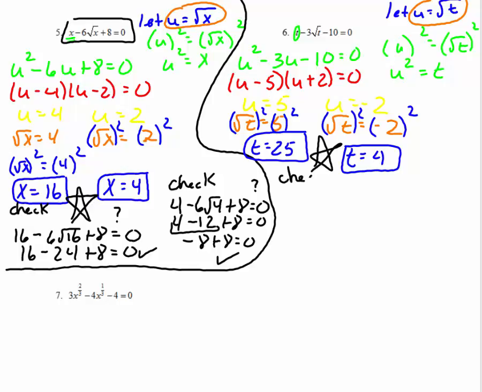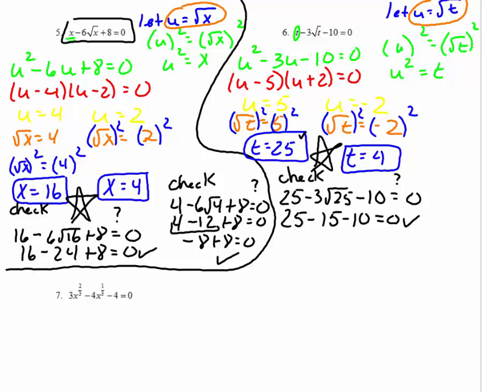So I'm going to check 25. If I check t being 25, I get 25 minus 3 times the square root of 25 minus 10 is supposed to equal 0. So 25 minus, well, the square root of 25 is 5, 5 times 3 is 15, and 25 minus 15 minus 10 does equal 0. So t equaling 25 is okay.